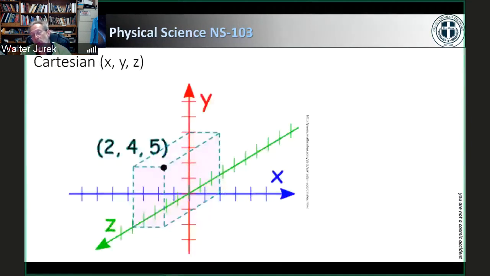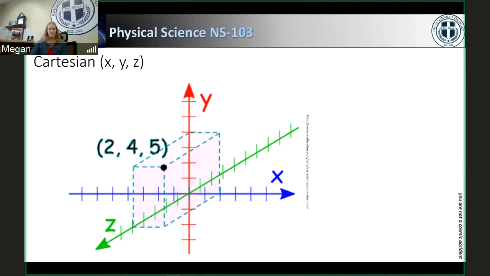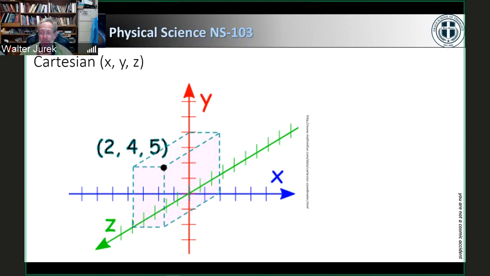Now, this is the one we're probably most familiar with. If any of us have taken a math course, we've run into this thing called the Cartesian coordinate system. Anybody know who came up with the Cartesian coordinate system? Descartes. Yep, good old René Descartes. I think, therefore I am, that guy.